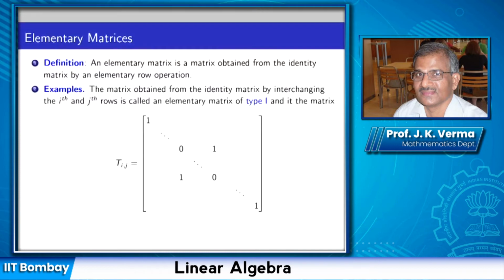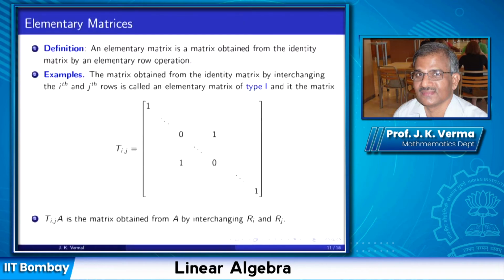So if I multiply Tij with Tij itself, what happens? I will get identity, because Tij acting on Tij will interchange the ith row and jth row of Tij. So I will get back the identity matrix again. So this says that Tij is its own inverse. So it's an invertible matrix.